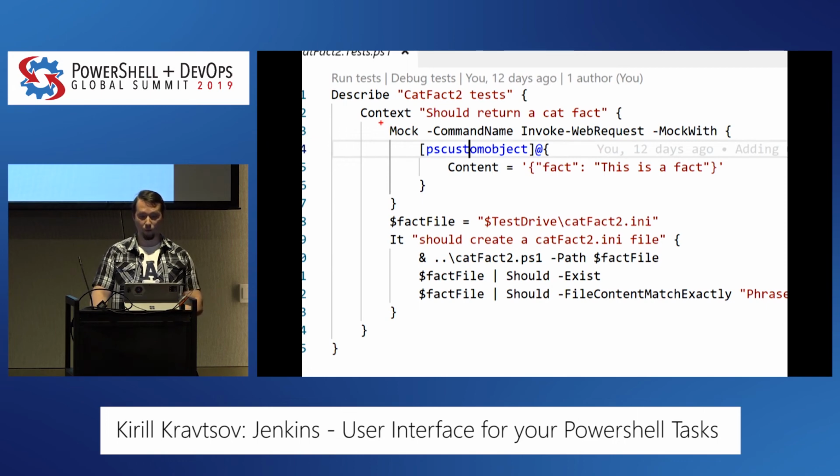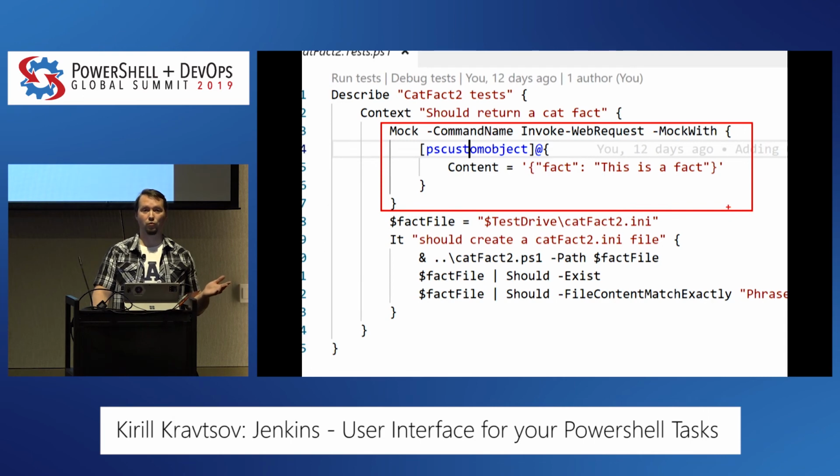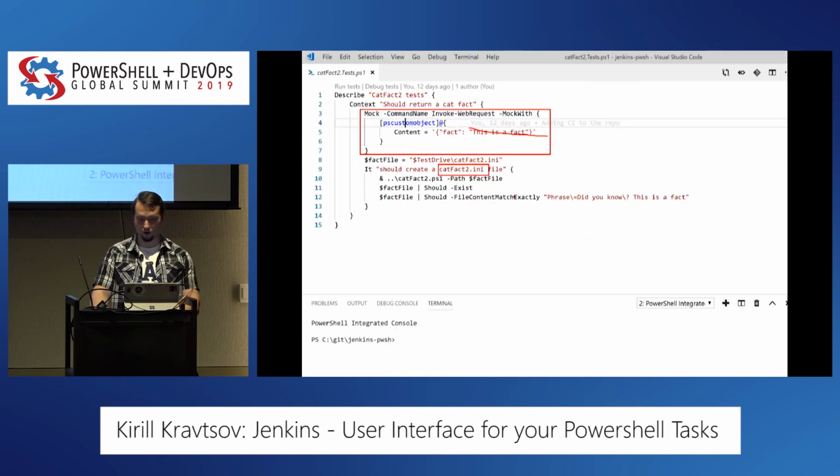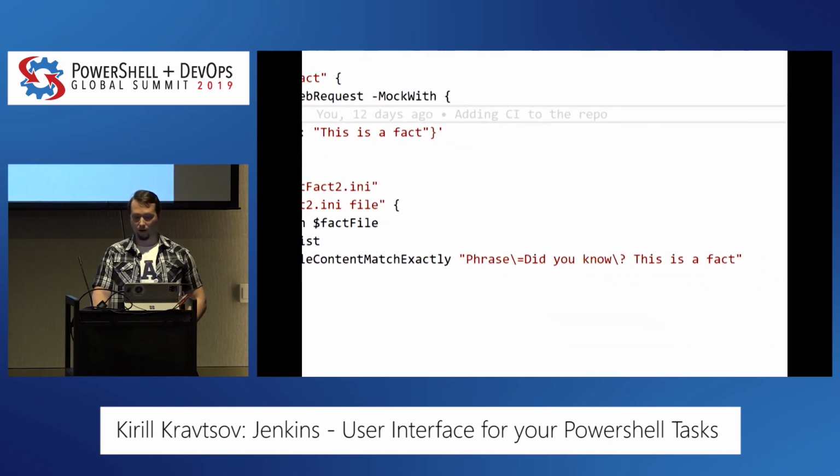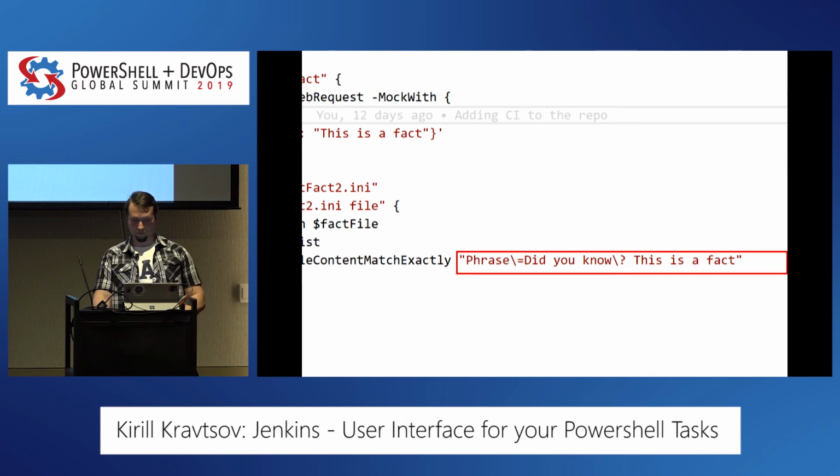Then I'm mocking a web call because I don't really want to go to the internet, because I don't really know what it would return me. And I'm telling this, you know what, return me this cat fact all the time. And then I'm validating that the script creates a file, catfact2.ini, which would have a certain content inside. And this is your phrase.